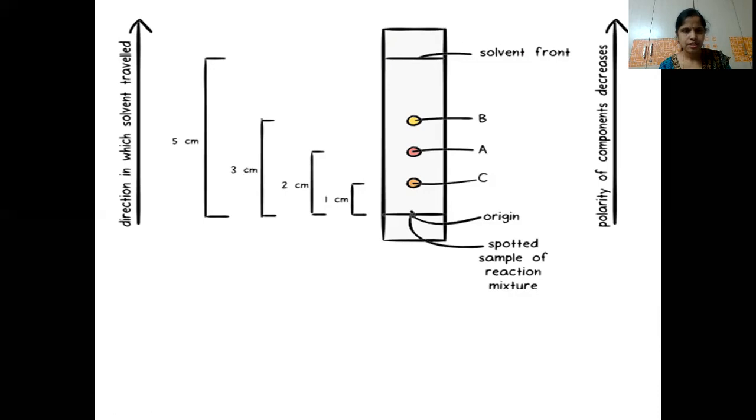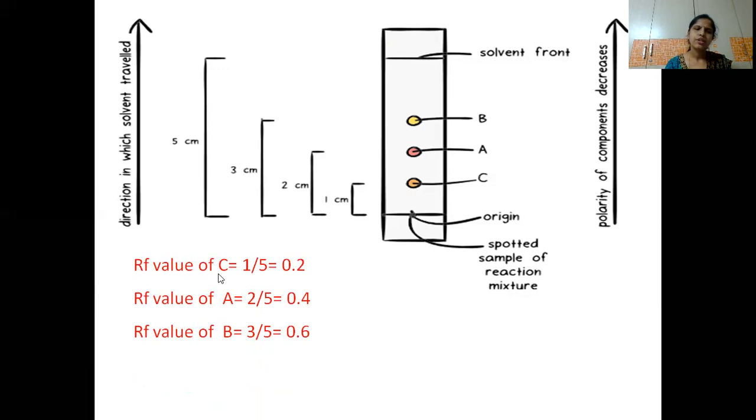Now based on the RF formula, the RF value of component C will be equal to the distance traveled by component C divided by the distance traveled by the solvent front. So what is the distance traveled by component C? Okay, it is 1 centimeter. So it will be 1 divided by 5, 5 being the distance traveled by the solvent front. So 1 by 5 comes to 0.2.